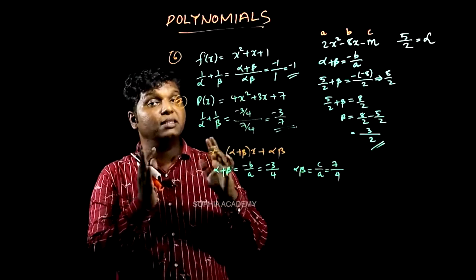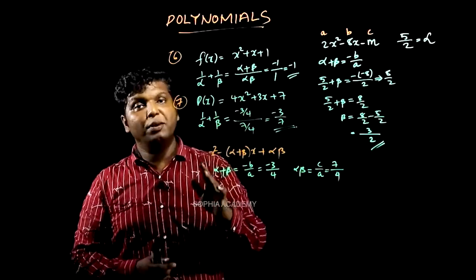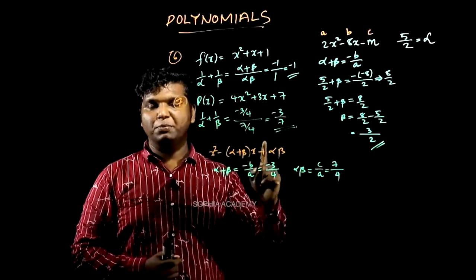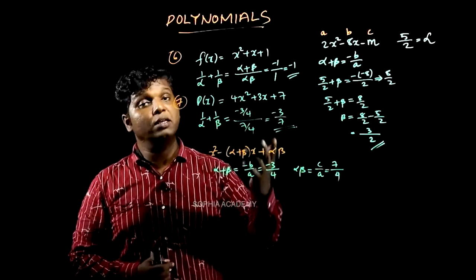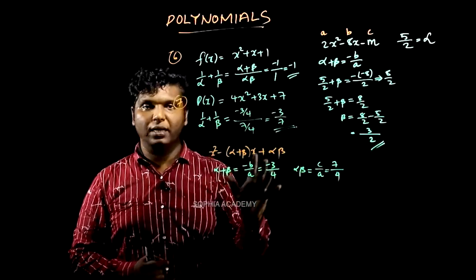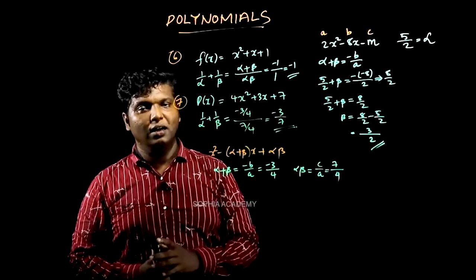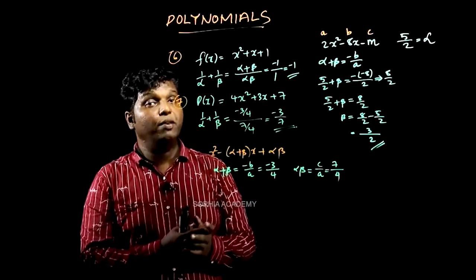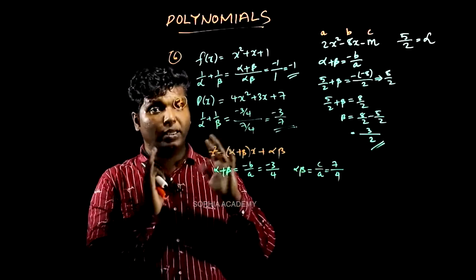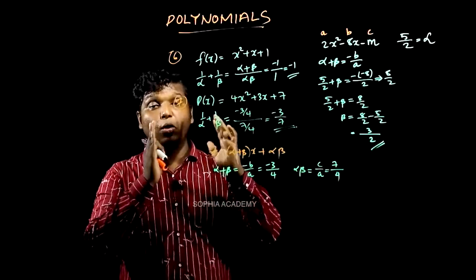Alpha plus beta means it is the sum of the roots. Alpha beta means it's the product of the roots. To find the sum of the roots, you know it is minus b by a. To find the product of the roots, it is c by a. By using these two equations, very fast you can conclude the solution, right? You can come forward very fast to the solution. So that's what we have to do so as to get the answer in an easier method.